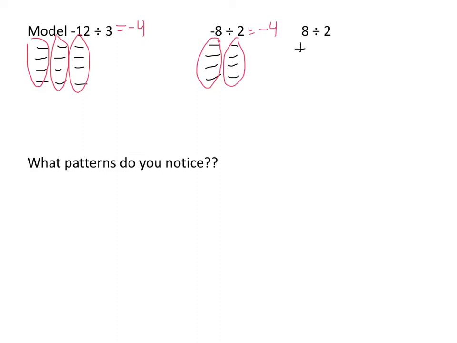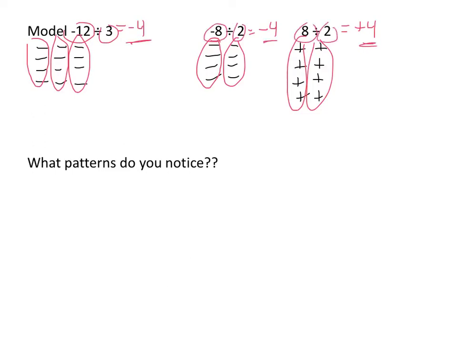What about positive 8? Once again, if I'm dividing it into 2 groups, then each group has 4 positives in it. So what patterns do you notice? Do you notice how we had a negative and a positive and then a negative? But when we had 2 positives, we had a positive?